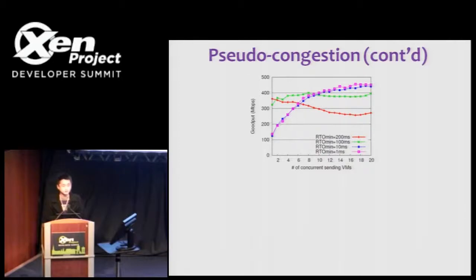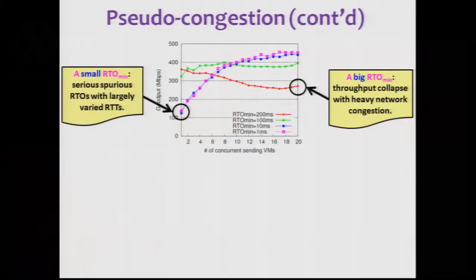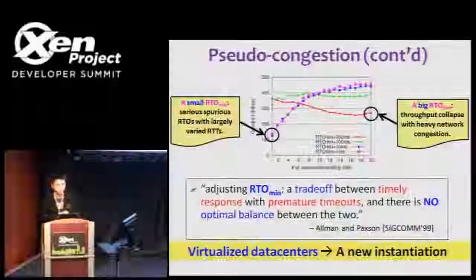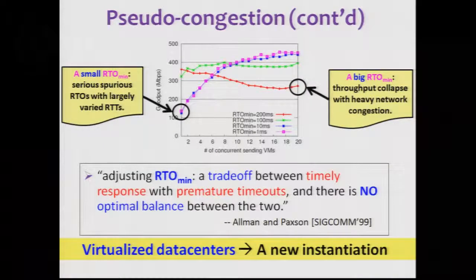And this figure shows all experimental results using as many as 20 physical machines and 70 VMs about in-cast congestion. So we can see that when you use a small RTO mean, a lot of spurious RTOs will decrease the network performance. And on the other hand, if you use a big RTO mean, throughput collapse will happen due to the real network congestion. So it is very difficult, or impossible, to find a suitable RTO mean that fits the whole range.